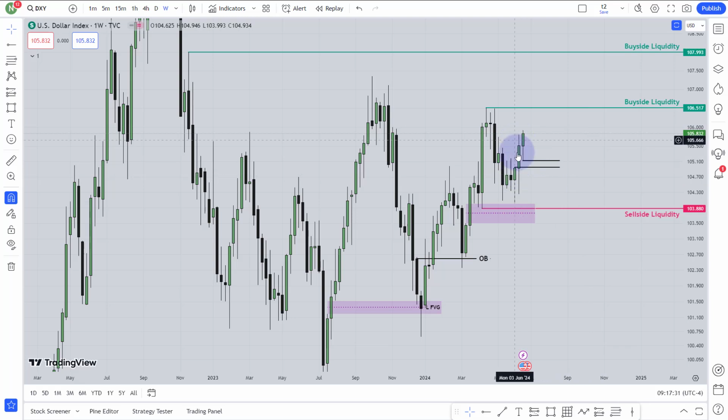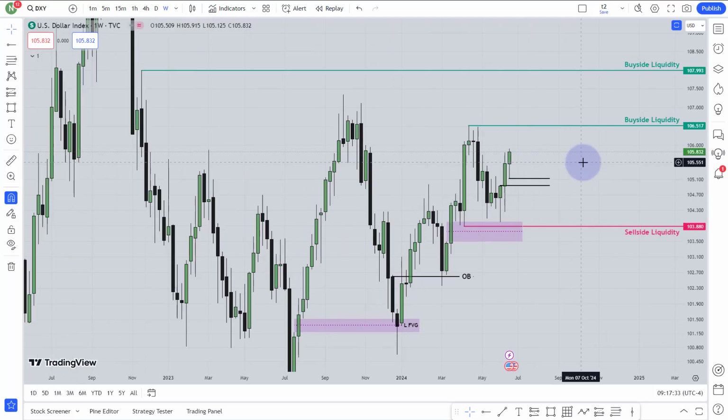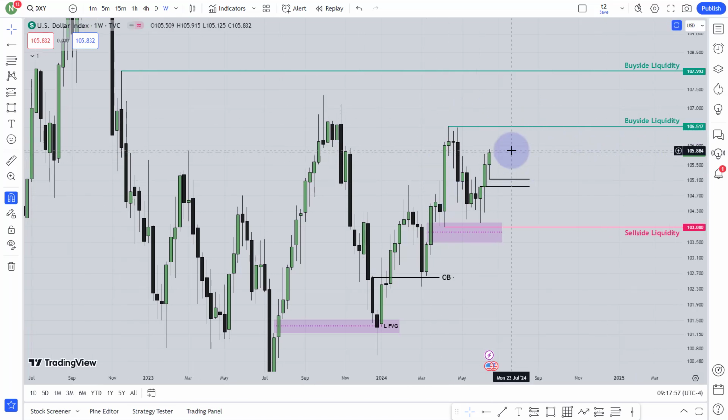Last week I was bullish. If you are confused, you can watch my last week's weekly analysis as well. It was a very nice bullish candle. And this week also I'm expecting that market is going to take that buy side liquidity, at least this one. Then if it is overzealous, maybe it will take that one. But here this buy side liquidity, 106.517, is going to be taken. So that's all from the weekly chart.